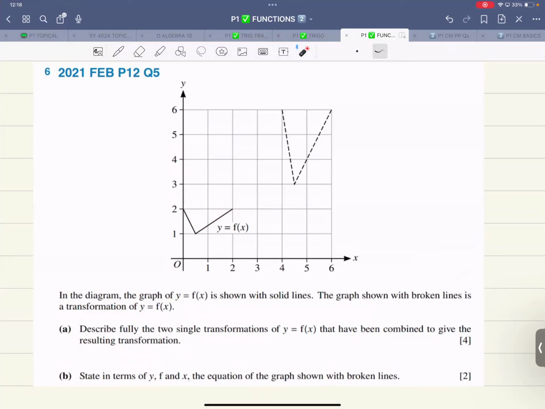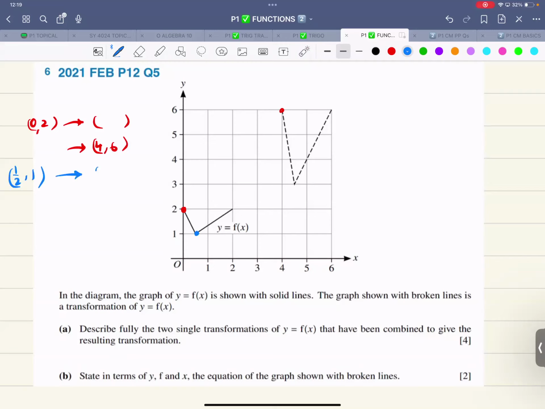Now, first of all, I'll focus on this point. So now this is 0, 2, becoming something, and then it's becoming 4, 7. Let me focus on the other point, which is half, 1, becoming something, 2, and then which is 4.5, 3.